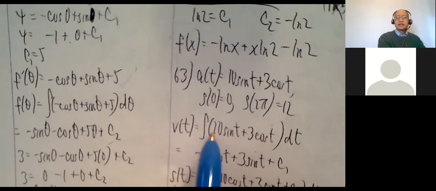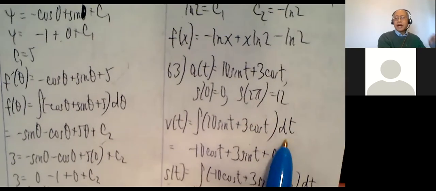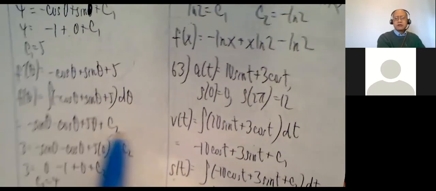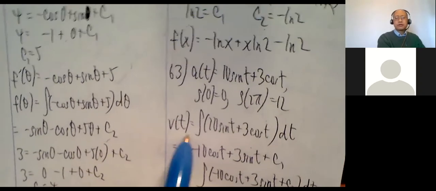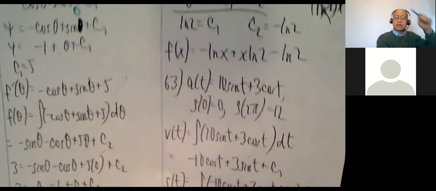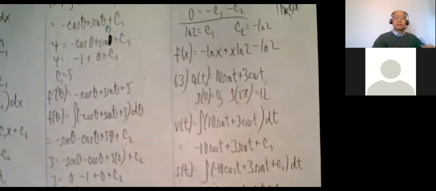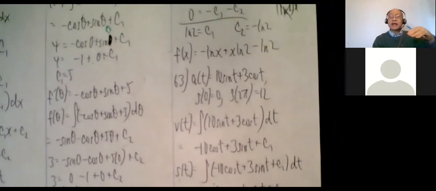Integral of 10 sine t plus 3 cosine t dt. I know that's weird because you say, I always thought velocity was the first derivative. That's right, because before we always started at the S level, the distance level. So it depends on where you're starting from. I'm starting way down at level 2 of the acceleration. So when I anti-differentiate, I'm now at the velocity level. I did not take a derivative, I took an anti-derivative.